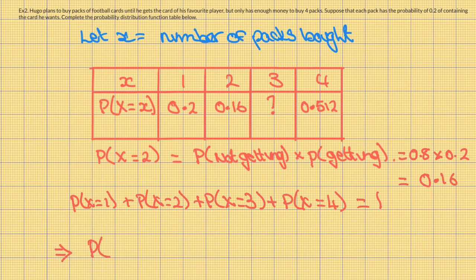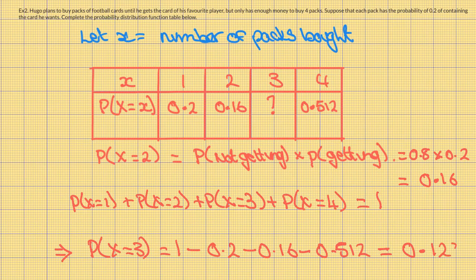Therefore, the probability that x equals 3 is equal to 1 minus 0.2 minus 0.16 minus 0.512, which is equal to 0.128.